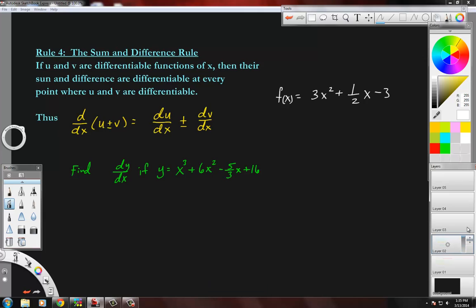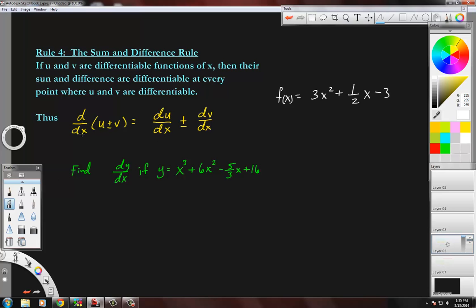Rule 4 is called the sum and difference rule. And there's a whole bunch of stuff with the word differentiable in it, like 4 or 5 times. But this is a great example of where the yellow stuff is much easier than the blue stuff. Okay? And let me try to explain what this means.